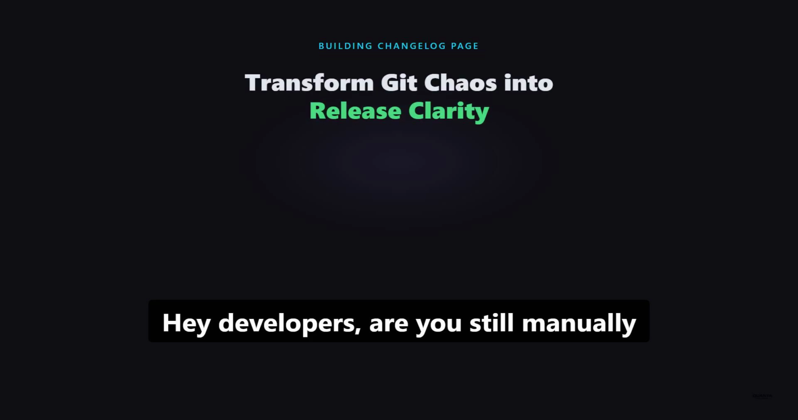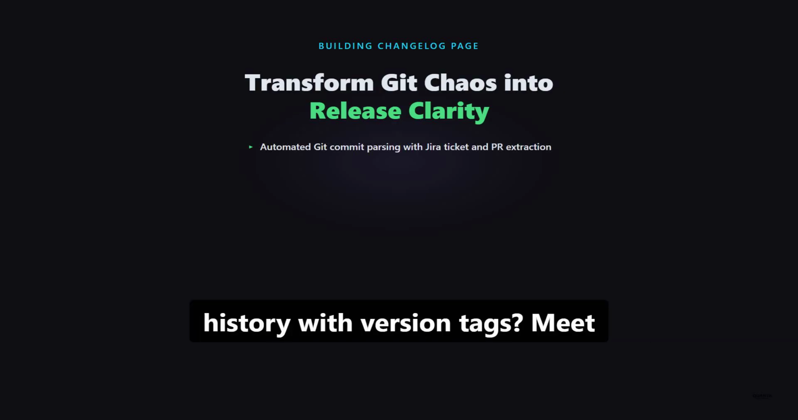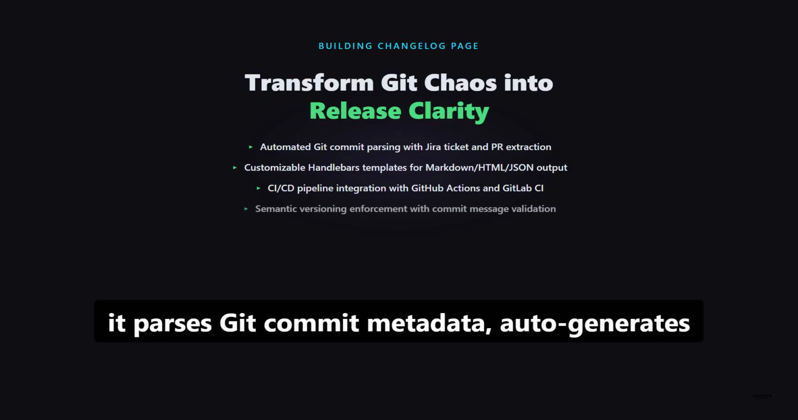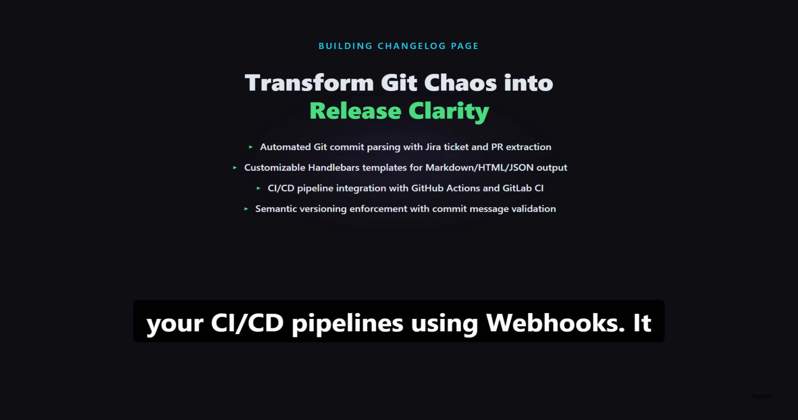Hey developers, are you still manually updating changelogs? Wasting hours reconciling commit history with version tags? Meet the Building Changelog Page skill. It parses Git commit metadata, auto-generates semantic version entries, and syncs with your CI/CD pipelines using webhooks.